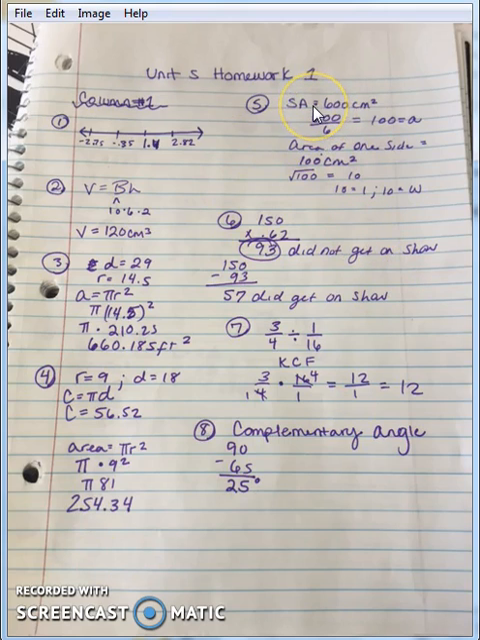Number 5, we're finding the side length when they're giving us the surface area, which is 600 centimeters squared. So we're going to use our understanding of what surface area is of a cube. We're talking about 6 different sides. So if we have 600 as the entire surface area, if we divide it by 6, it will tell us what the area of one side is. So dividing by 6, we find that 100 units squared is the area of one of the sides.